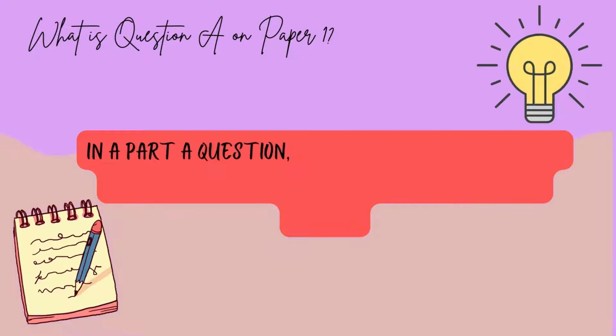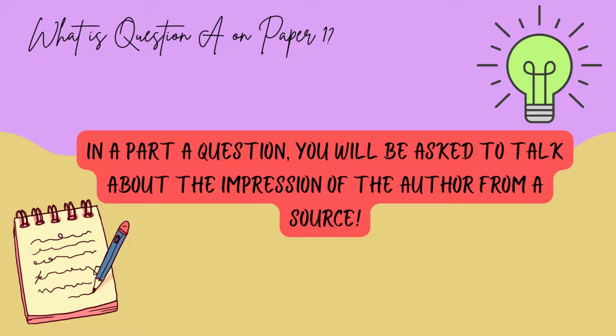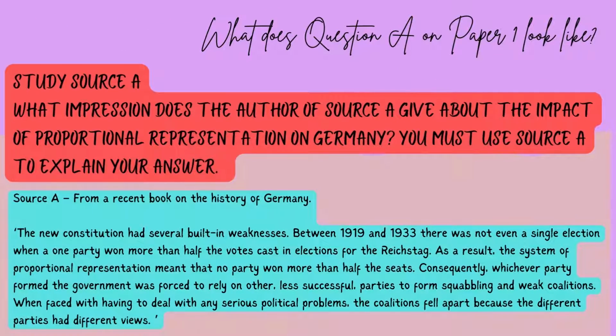In this video, we will be having a look at a Part A question on Paper 1. In a Part A question, you will be asked to talk about the impression of the author from a source. This may relate to a cause, event itself, consequence, relationship, or even a time period of the topic that you are studying. On the screen, you can see a Part A question from Paper 1.